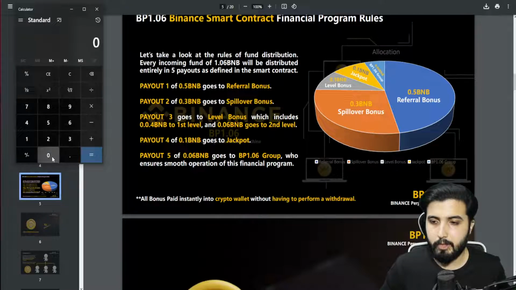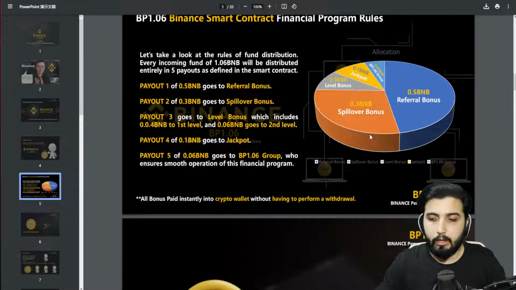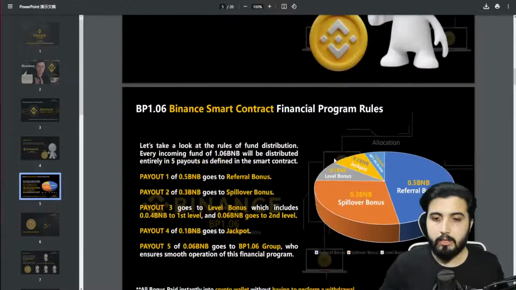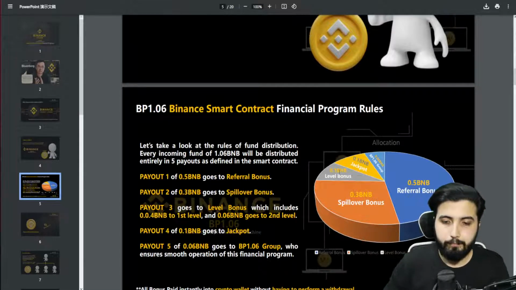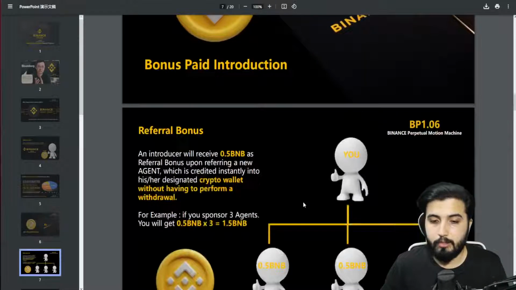Okay, I just messed up in the first, so I'm going to do that one more time. 0.5 plus 0.3 plus 0.1 plus 0.1 plus 0.06, and that becomes 1.06. Everything is accounted for here. So this is how it is distributed. There's no up, there's no down from there. It's a basic distribution, and it will remain this way no matter what happens.